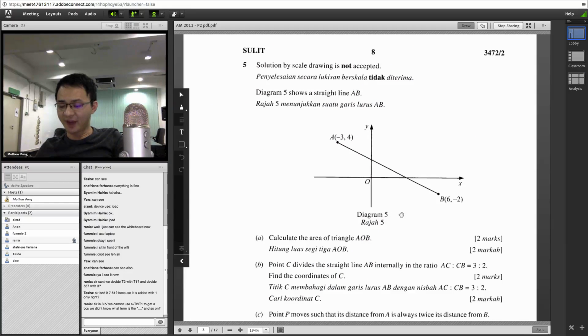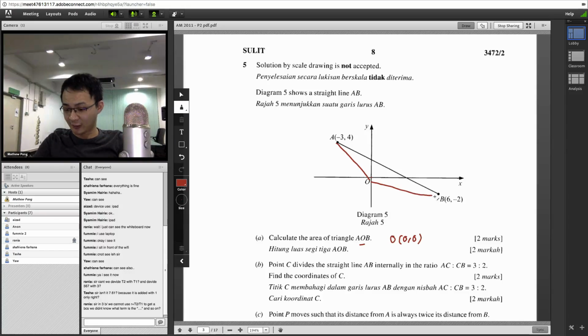Okay, for number 5 here, calculate the triangle AOB. This is very simple, but some students cannot do it because they have no idea what O is. O is always the origin, and the coordinate for O is (0, 0). That means this is O here. So if the question asks about AOB, they are asking for the area of this triangle.